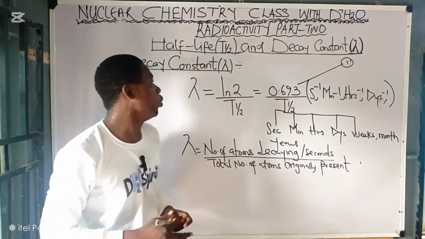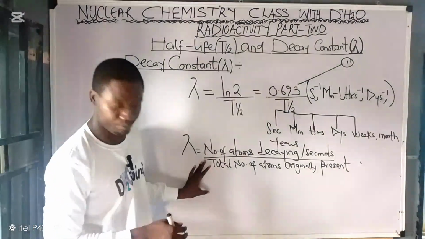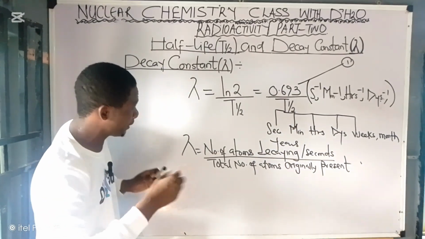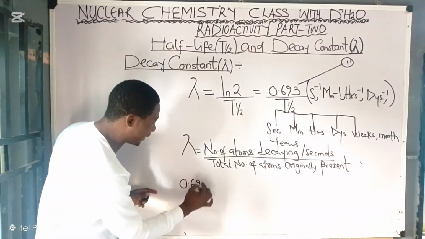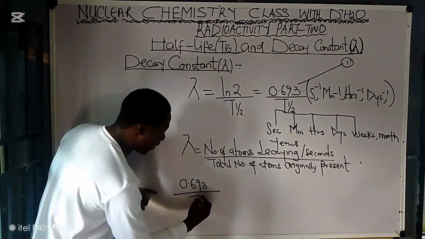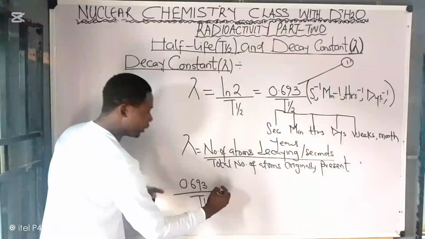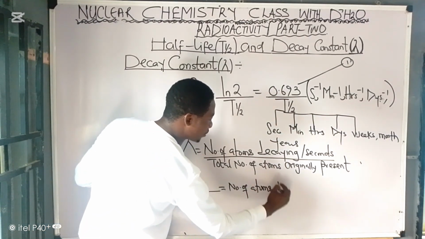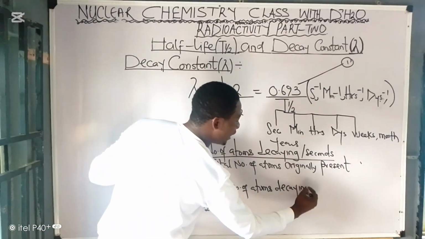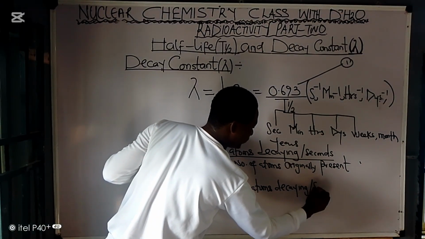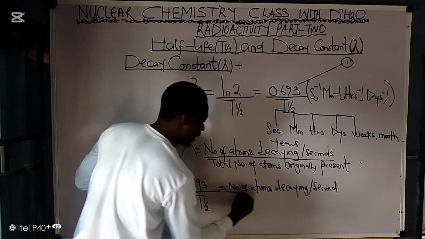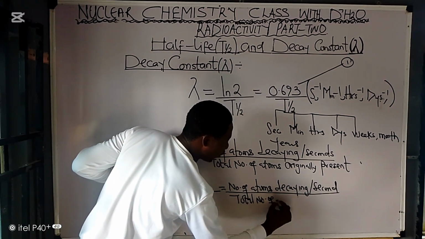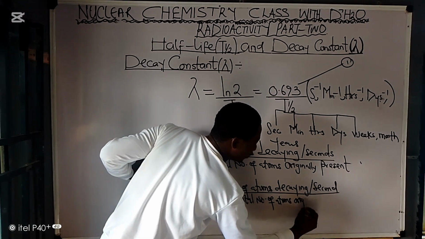Now there are cases where we have to equate this to this. There are questions where you equate formula number 1 to formula number 2. For instance, I can say 0.693 over half-life, watch this carefully, is equal to the number of atoms decaying per second over the total number of atoms originally present.